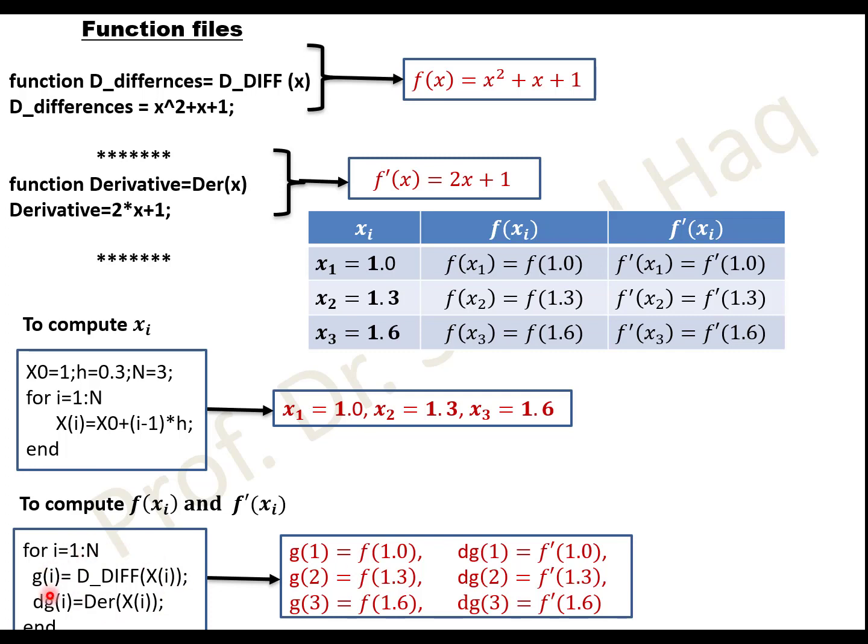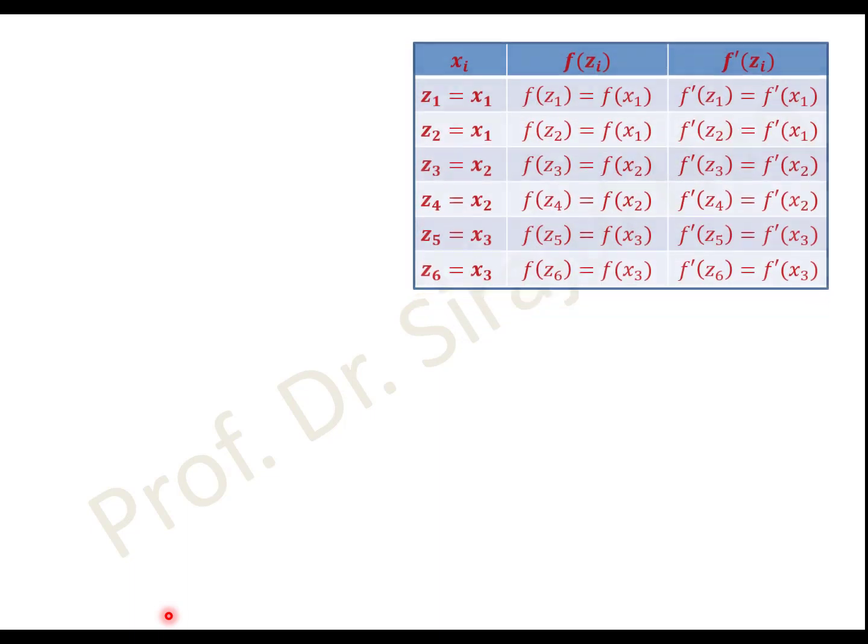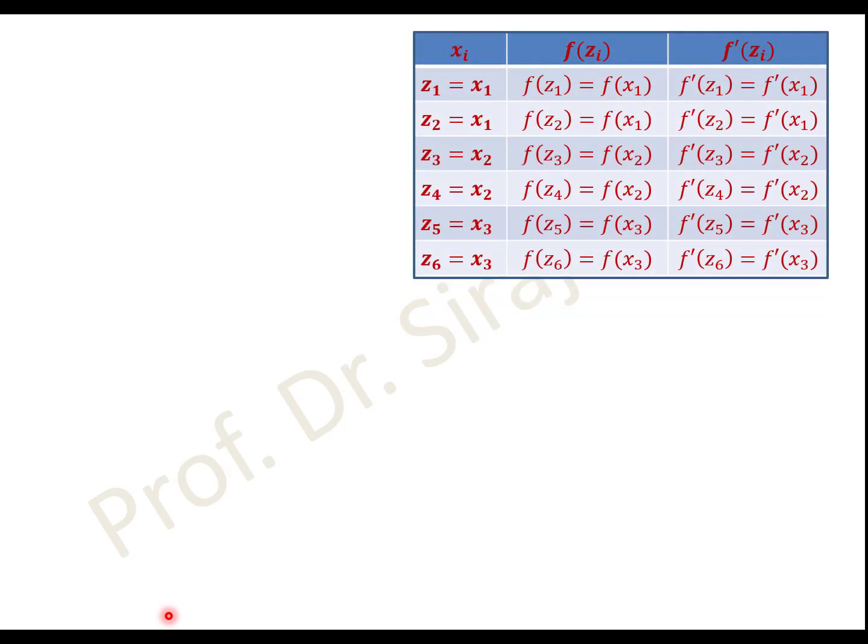Again, this is similar, but this is an extra line, and it is used for the computation of the derivative of the function. Remember, I use these notations, small g, dg. It's totally up to you, whatever notation you are using. It will not create a problem. Now let's go further. If you remember, in the case of Hermite interpolation, we are repeating the data. I have written x1 twice, x2 twice, x3 twice.